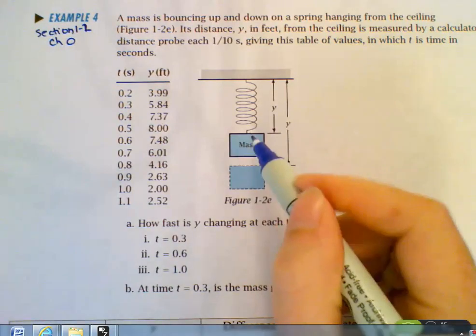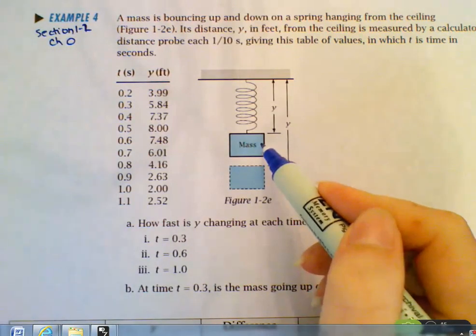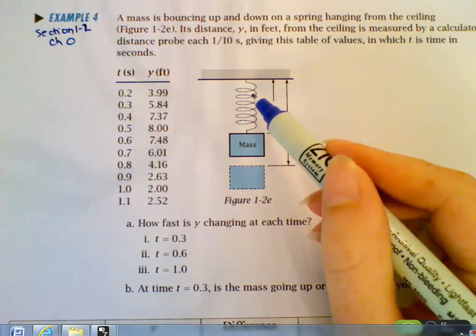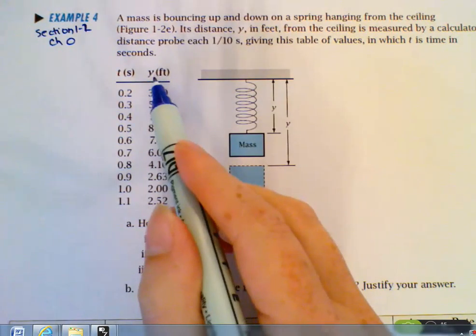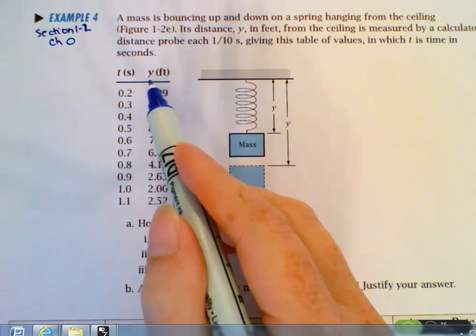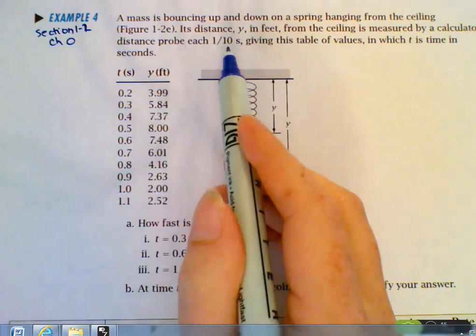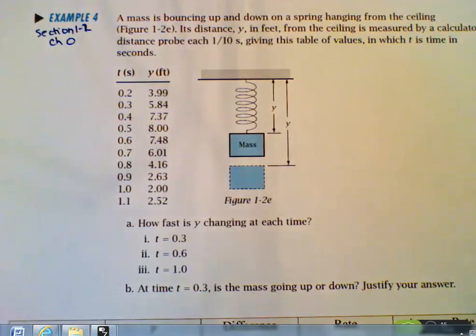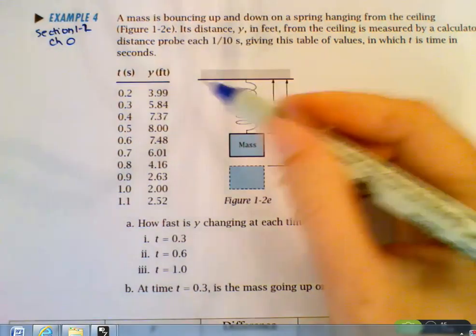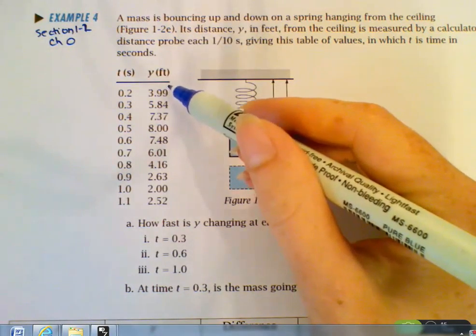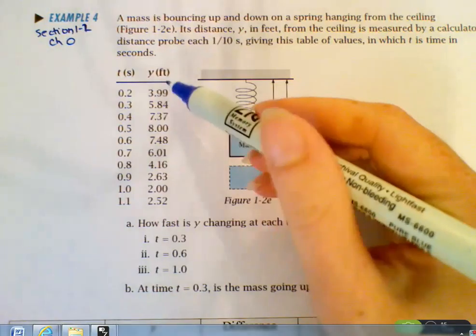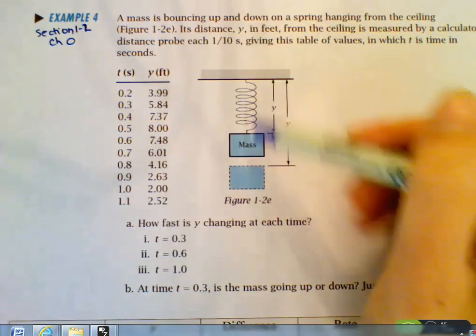It looks like it's balancing up and down on a spring hanging from the ceiling. Its distance y here is measured in feet from the ceiling, and it's measured by a distance probe each 1/10 of a second, given this table of values in which t is time in seconds. As you look at this, you can see that the distance from the ceiling is oscillating. It's going back and forth as it bounces up and down.